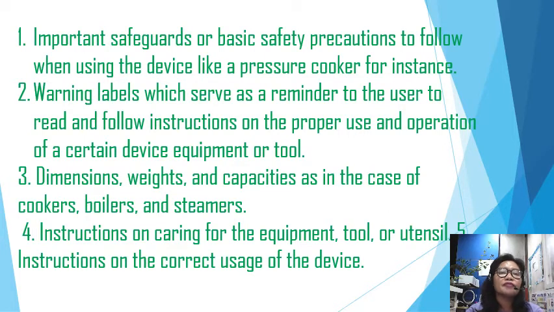Okay, important safeguards or basic safety precautions to follow when using a device, like a pressure cooker for instance. Then number 2, warning labels, which serve as a reminder to the user to read and follow instructions on the proper use and operation of a certain device, equipment, or tool. Next is number 3, dimensions, weights, and capacities, as in the case of rice cookers, boilers, and steamers.